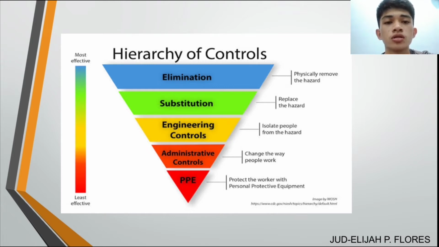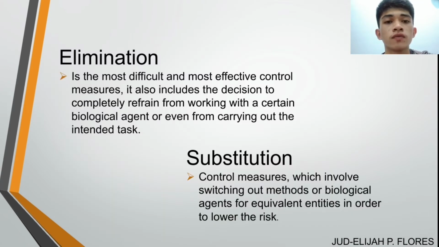So the first one is elimination, and this is the most difficult and most effective control measure. It also includes the decision to completely refrain from working with a certain biological agent or even from carrying out the intended task. For example, you can eliminate the risk of a fall from height by doing the work at ground level. And without a doubt, the greatest amount of risk reduction comes from elimination.